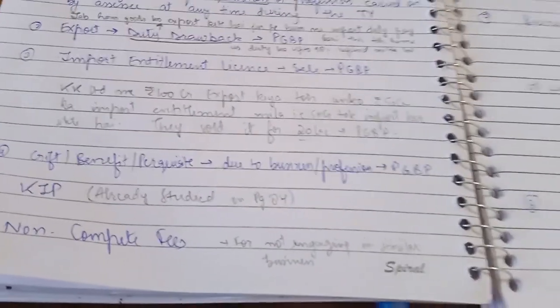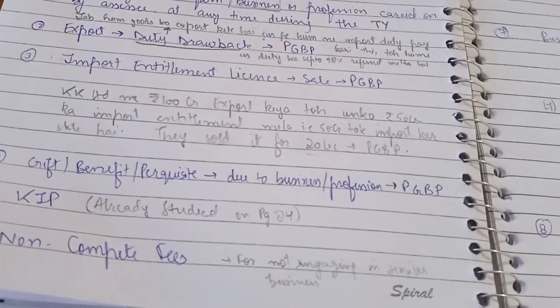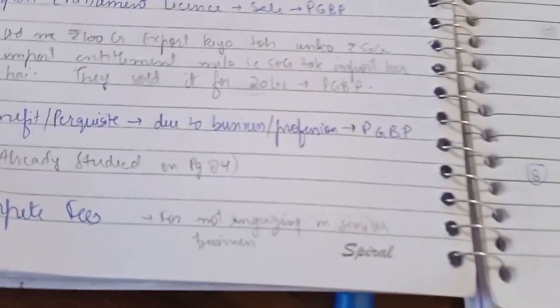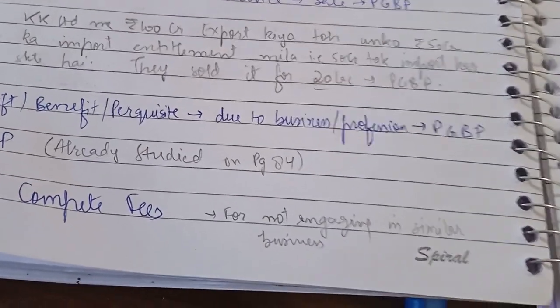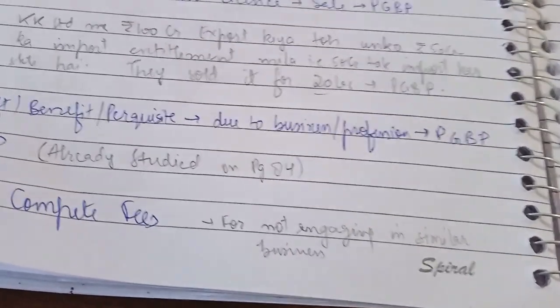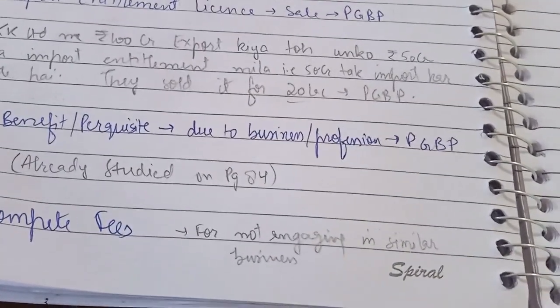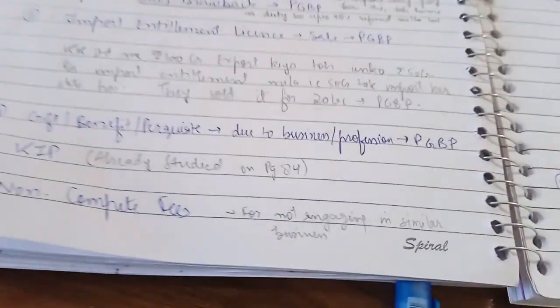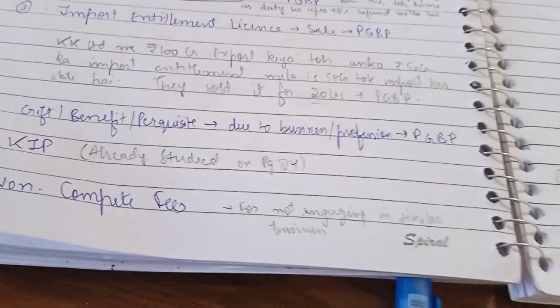After that, there is non-compete fees. Non-compete fees can mean two things. Firstly, it can mean for not engaging in a similar kind of business. Let's say a person is engaged in pharmaceutical business, somebody else wants to enter the industry, and he's afraid that the new player might cut his profits, so he pays him an amount to stay away from the industry and deal in some other businesses. That amount is called non-compete fees, to not compete with him in the market, and that is taxable under the head business income.